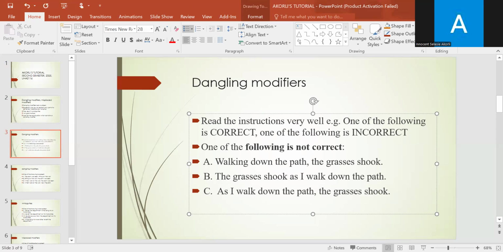Now, so if you look at the constructions here, A, B, C, D, walking down the path, the grasses shook. It doesn't have any subject. So you don't know who is walking down the path. But in B and C, you can see a subject. So in this case, if one is not correct, or is incorrect, then I think the answer should be E. Good.